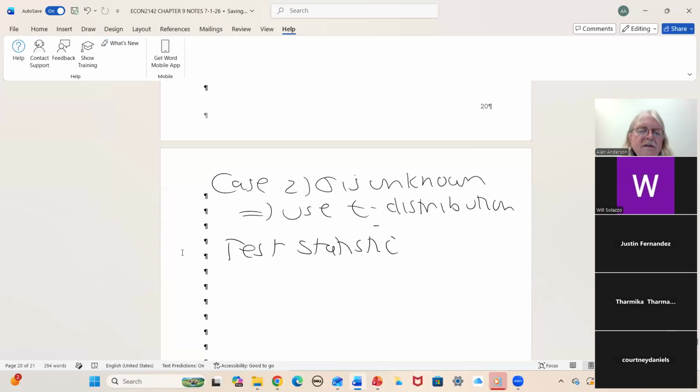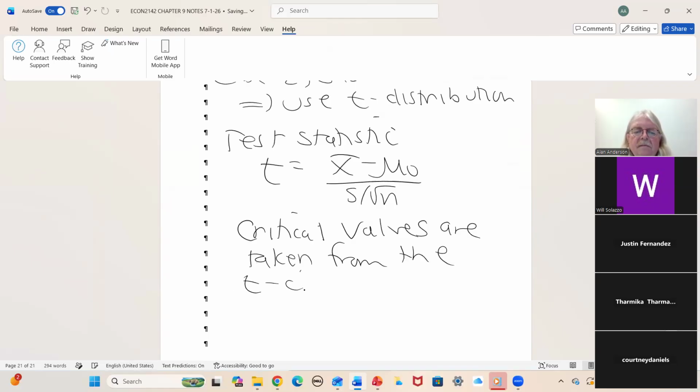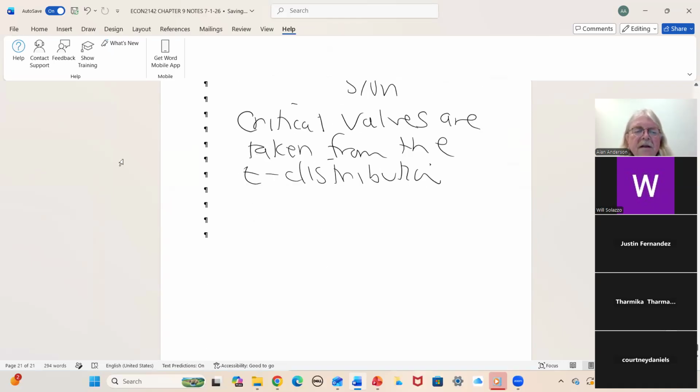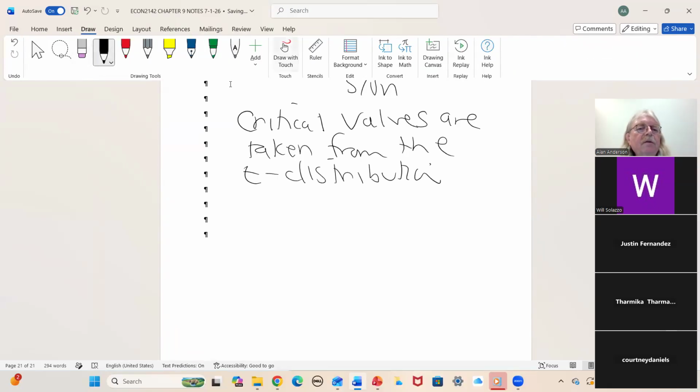Test statistic, again, it's very similar. And also the critical values, if we use them, are taken from the t-distribution. Let me just quickly run through that with you. It's in a very similar way to what we did with the standard normal. In other words, there's a left tail test, there's a right tail test, and a two-tail test.